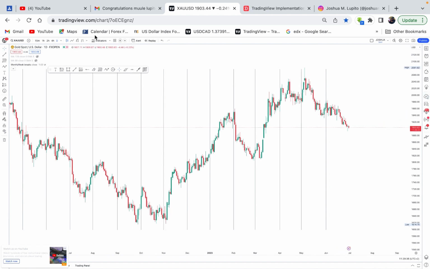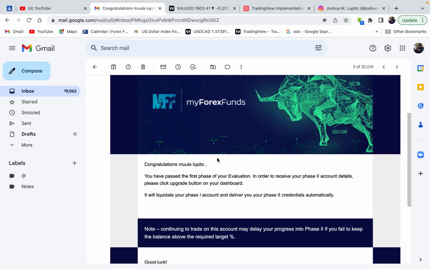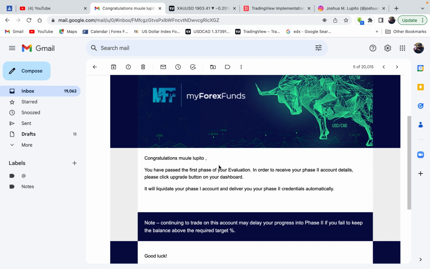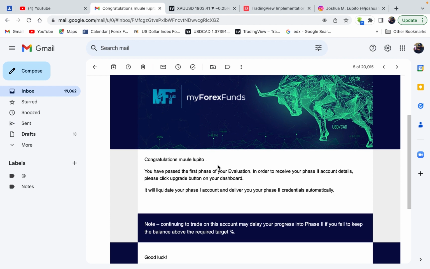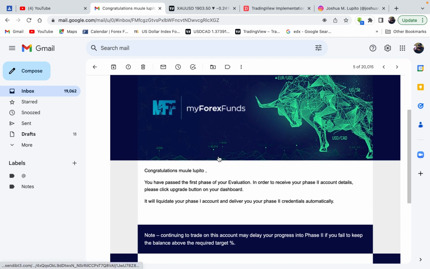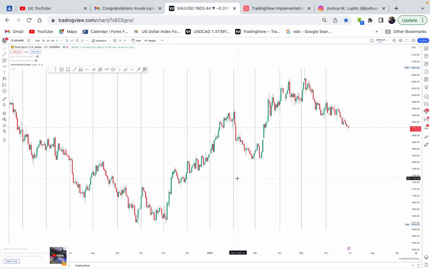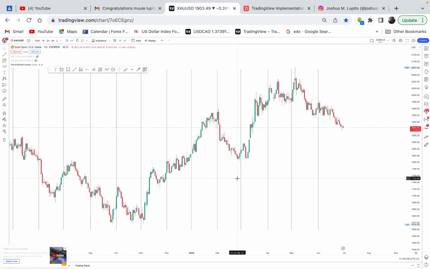I've actually been doing my forex fund account. I was trying this funded account, and I passed my phase 1 yesterday of a 20k account. So I'm trying to prepare how I can start my next week with phase 2. I've passed my phase 1 account with my forex fund, so let us quickly try to analyze some pairs.